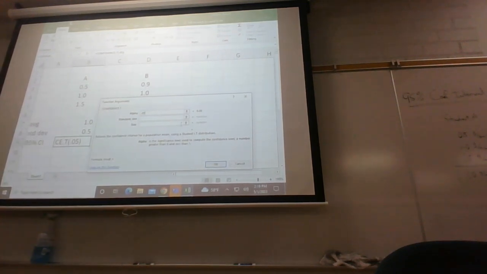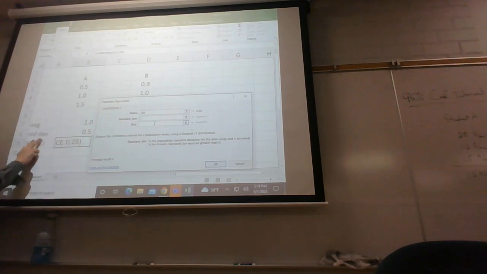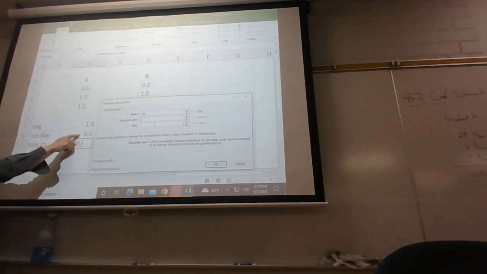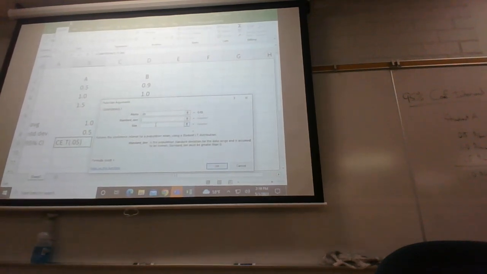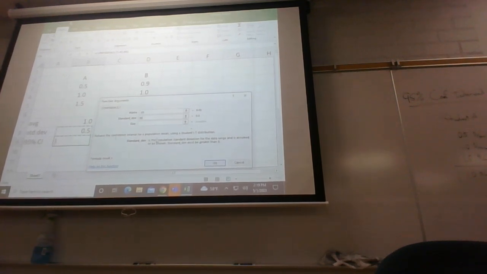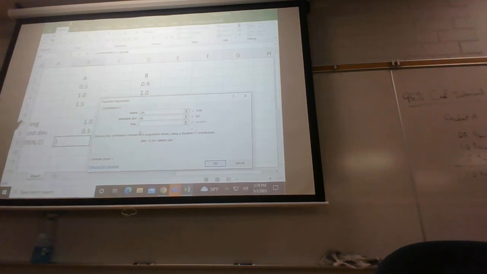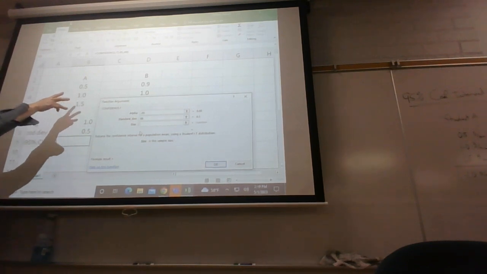Okay, this calculates the confidence interval using the standard deviation. And so my standard deviation is in cell B8. And so here I'm going to type in B8 or click it. I'll just click it. And so that's my standard deviation. And the size is how many measurements. The more measurements we have, the more confidence we can have in that average. Here we only have 3.